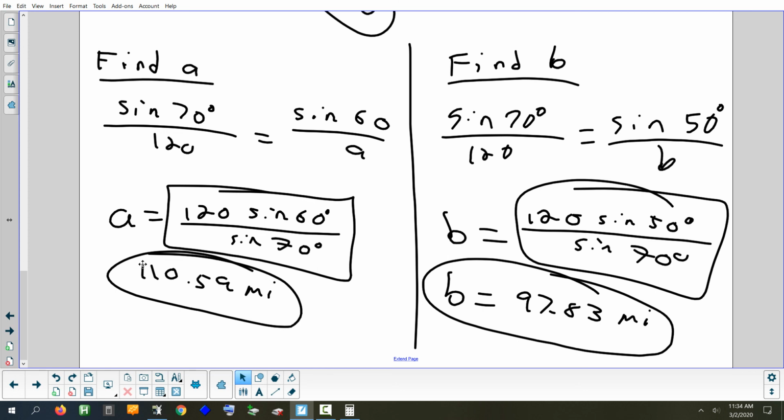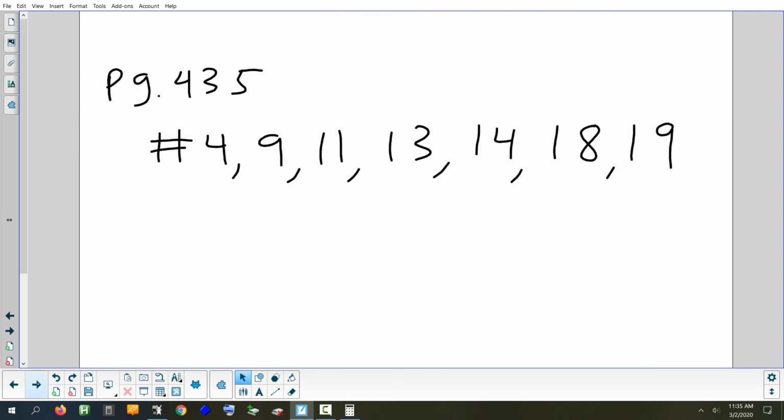Okay. So I think normally I would do the other word problem, but I'm gonna hold off so that way we can do the two tests. Okay, so homework for tonight, page 435 in the book. So it's 4, 9, 11, 13, 14, 18, 19. In terms of difficulty, I think today and tomorrow are pretty much the same. Wednesday and Thursday are harder.